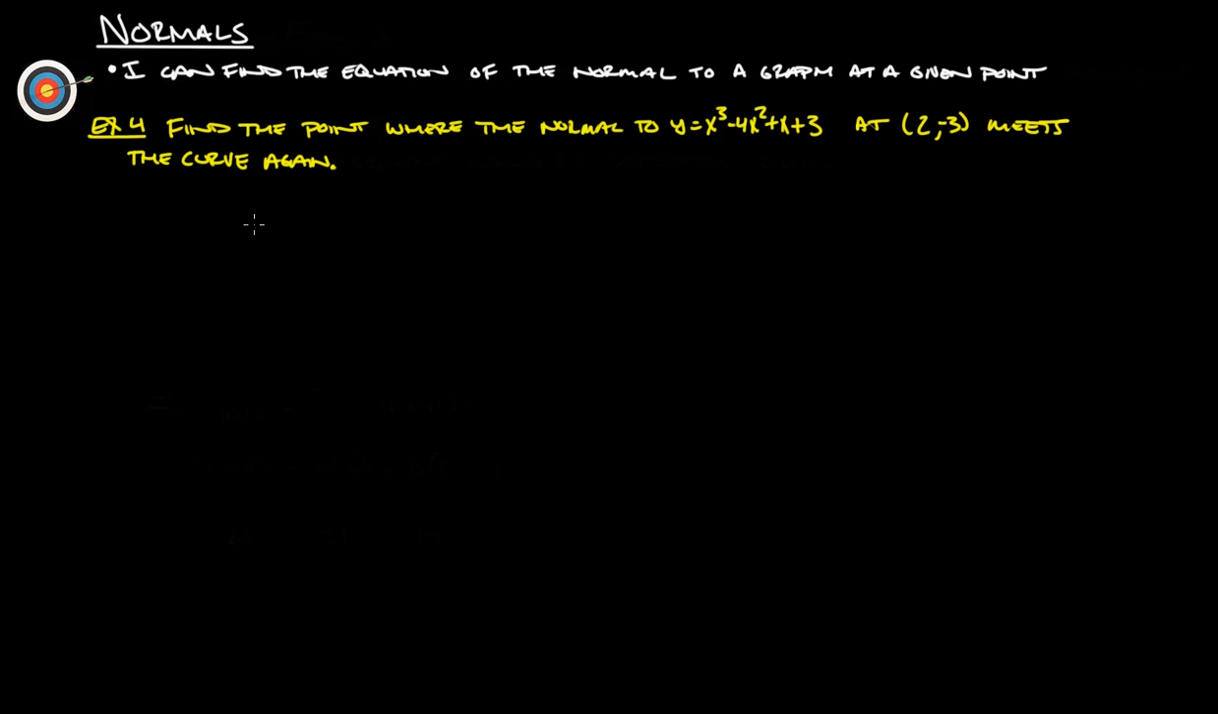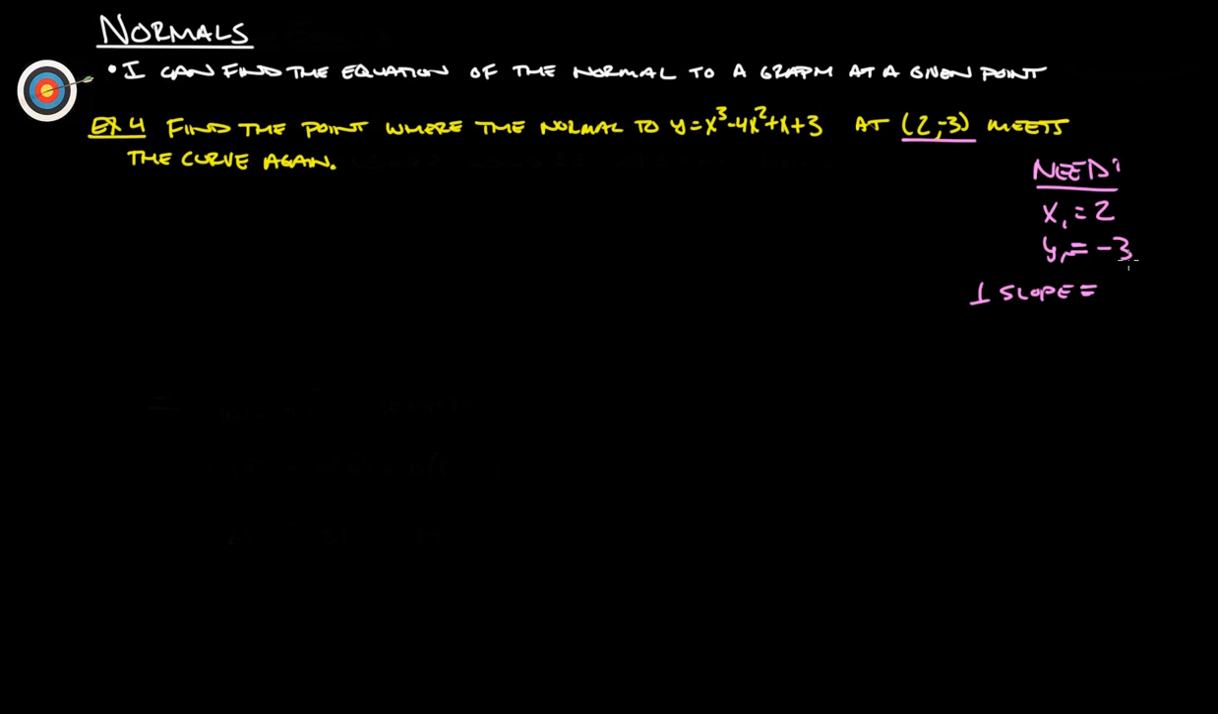All right. Find the point where the normal to y equals x cubed minus 4x squared plus x plus 3 at 2, -3 meets the curve again. So back to our little need list. We need our x. We need our y. And we need our perpendicular slope. So look at this. They actually give us the x and the y, so they kind of save us a step here.